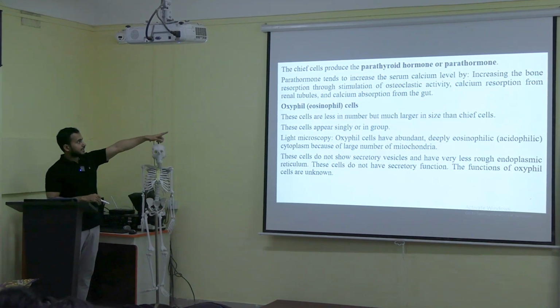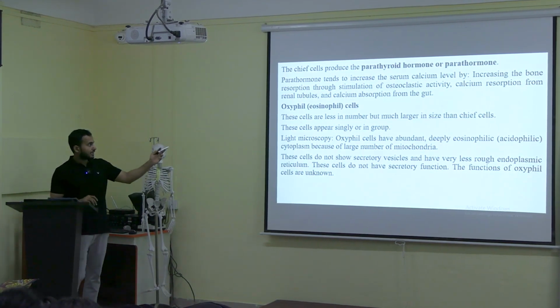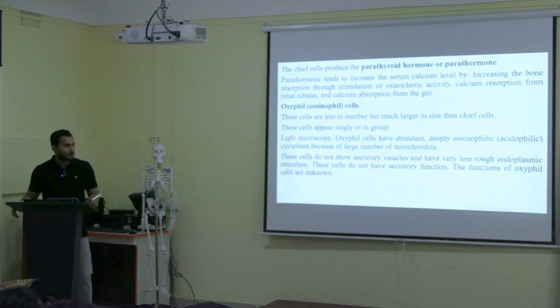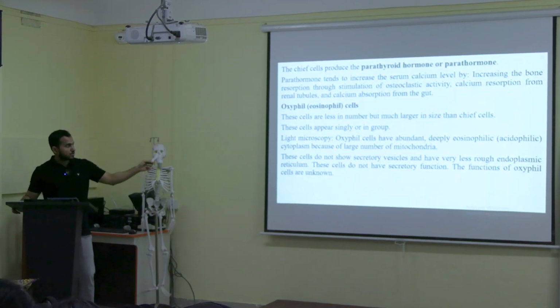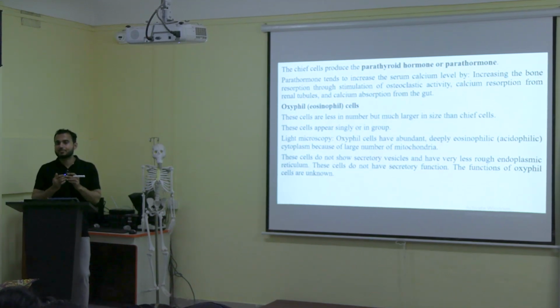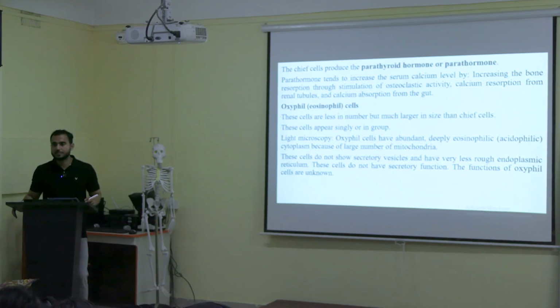Next, another type of cell is the oxyphil cells. The number of oxyphil cells is less as compared to the chief or principal cells. They appear in groups or singly. Under light microscopy, they are eosinophilic, which means pale staining. These cells do not have any secretory vesicles, they don't have any secretion, and if they have any function, it is still unknown. Another important point: the size of the oxyphil cells is larger as compared to the principal cells. Like this you can identify the principal cells and oxyphil cells.